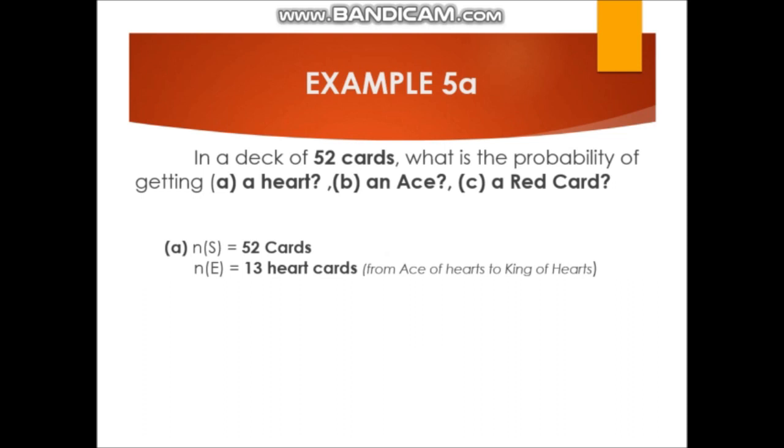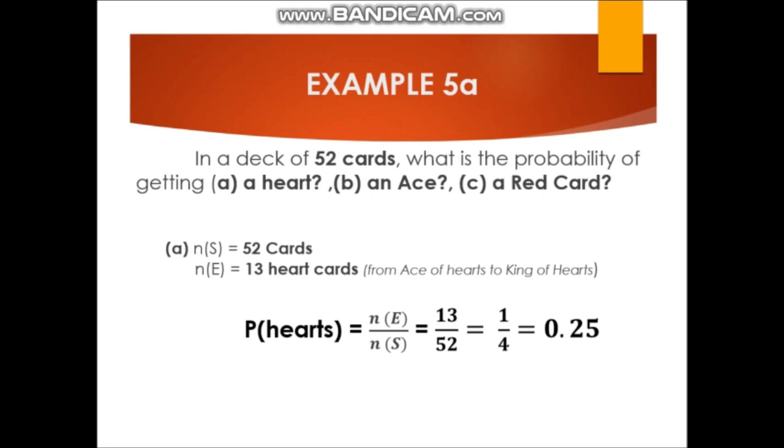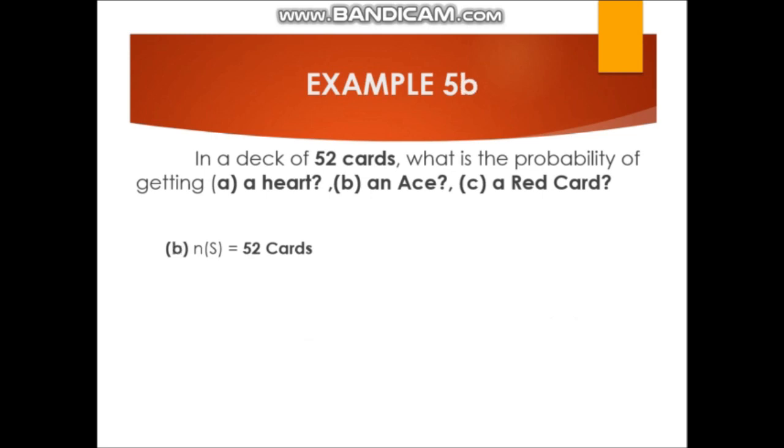Okay, so since given na ang sample space and number of events, we can solve for its probability. We have 13 over 52 or equal to 1/4 or equal to 0.25. Okay, let us proceed to letter B. So we have the same number of sample space, which is 52 cards. But then our number of events is an ace. In a deck of cards, it has 4 aces: ace of hearts, ace of diamonds, ace of spades, and ace of flowers. Okay?